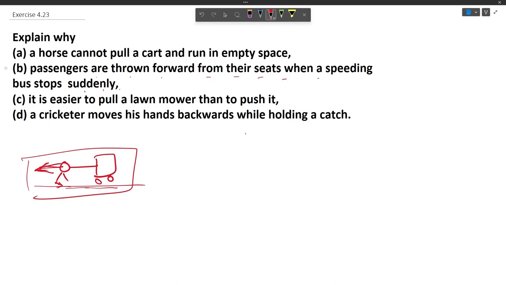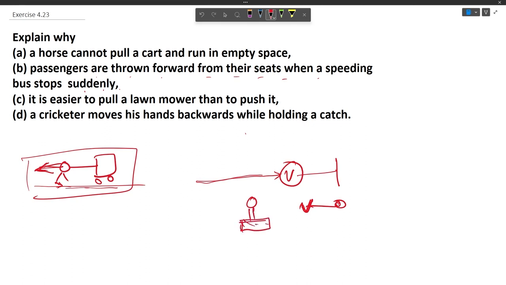Now in the second question we have: explain why passengers are thrown forward from their seat when a speeding bus suddenly stops. Here, the case is that a bus is moving with a constant speed. Let us assume that it's moving at a speed v and it is suddenly stopped. The momentum of the bus suddenly reached zero, that is, from v its speed reached zero.